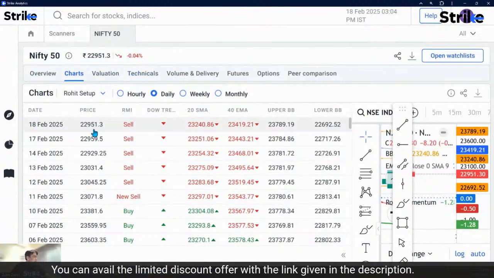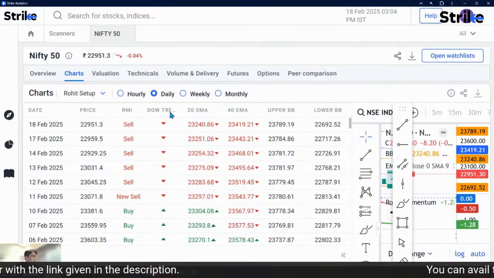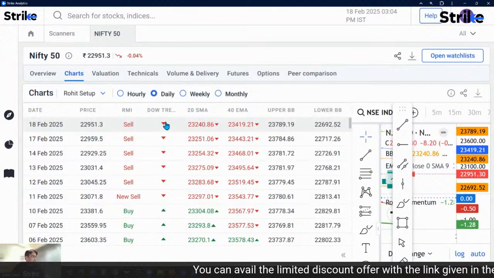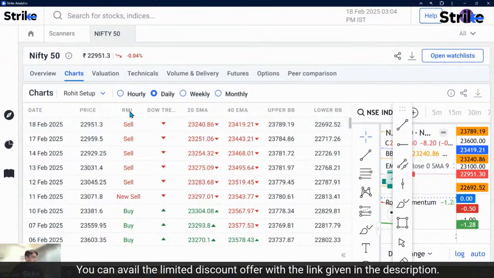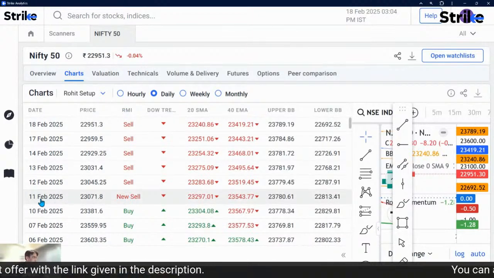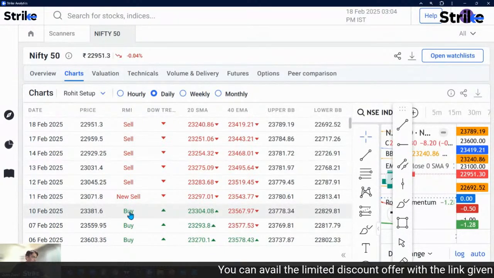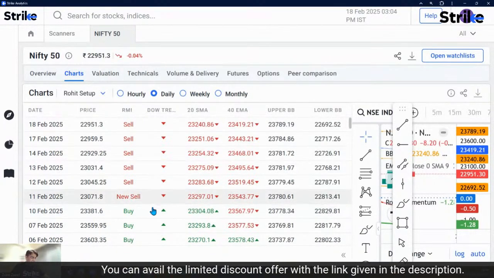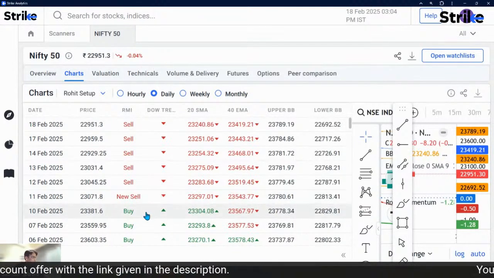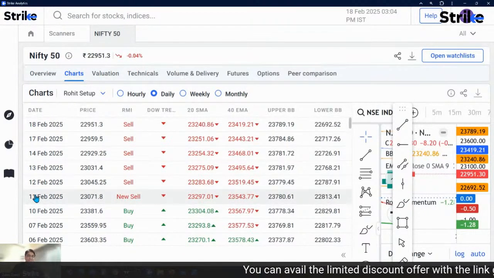So on this daily time frame chart, we have date, price, RMI, and Dow trend. All right. So Dow trend right now on 18th Feb, what is it showing? It is showing a downtrend. A down arrow is a downtrend, and RMI is a sell. Now on Nifty, new sell came in on 11th February. All right. And before that, on 10th February, RMI was in a buy mode, and the trend was also positive. All right. But on 11th February, both RMI and Dow trend changed simultaneously.